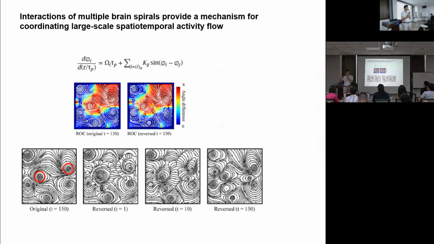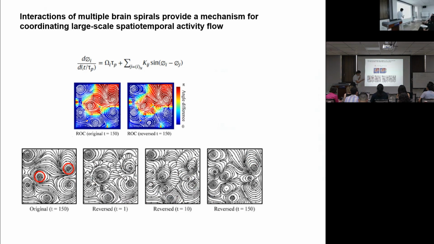Those spirals could be important for coordinating communications between different brain areas. So you guys have more spirals. That's why you're smarter than me, because communications between your brain areas could be faster than communication in my brain, because you have more spirals.